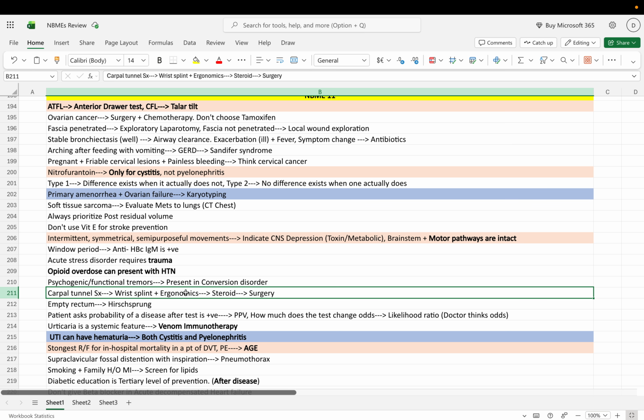Ergonomics like adding a wrist pad while using the mouse, etc. Followed by, if this fails, you have to go with the steroid, intra-articular steroid injection. If this fails, you have to go with surgery.